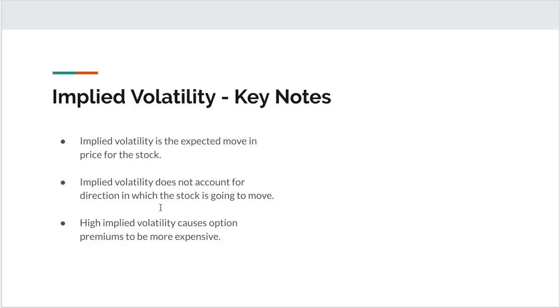Implied volatility does not account for the direction in which the stock is going to move. Also very important to note, it does not tell you if it's going to go up or down. It just gives you a range of up and down. And high implied volatility causes option premiums to be more expensive. So that was pretty much the gist of implied volatility.